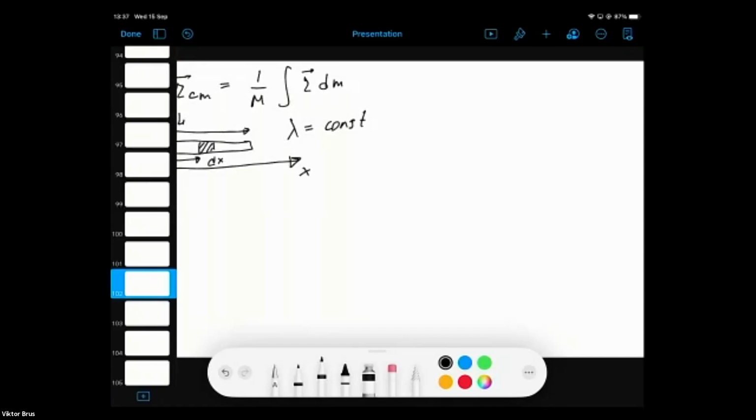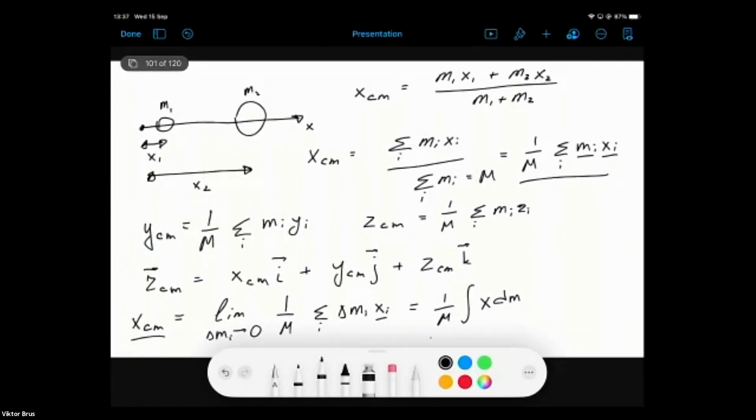Now, from the previous slide, here we have this equation. Since we have a rod, which is aligned along axis x, it will be a one-dimensional case. We will find the center of mass along axis x. So this is the equation which we need to use.